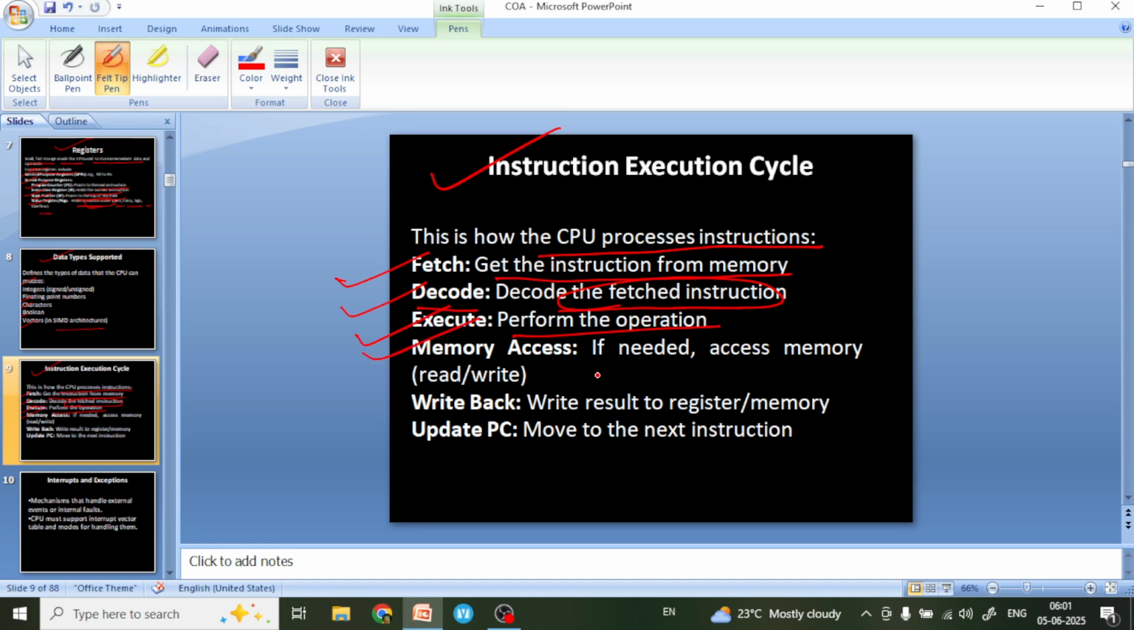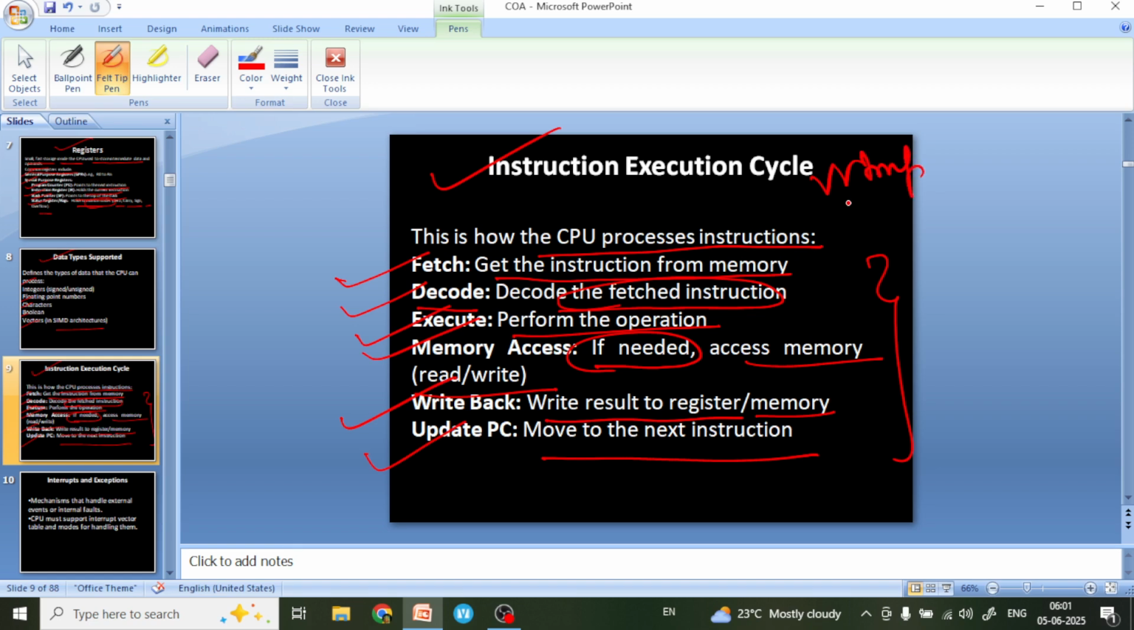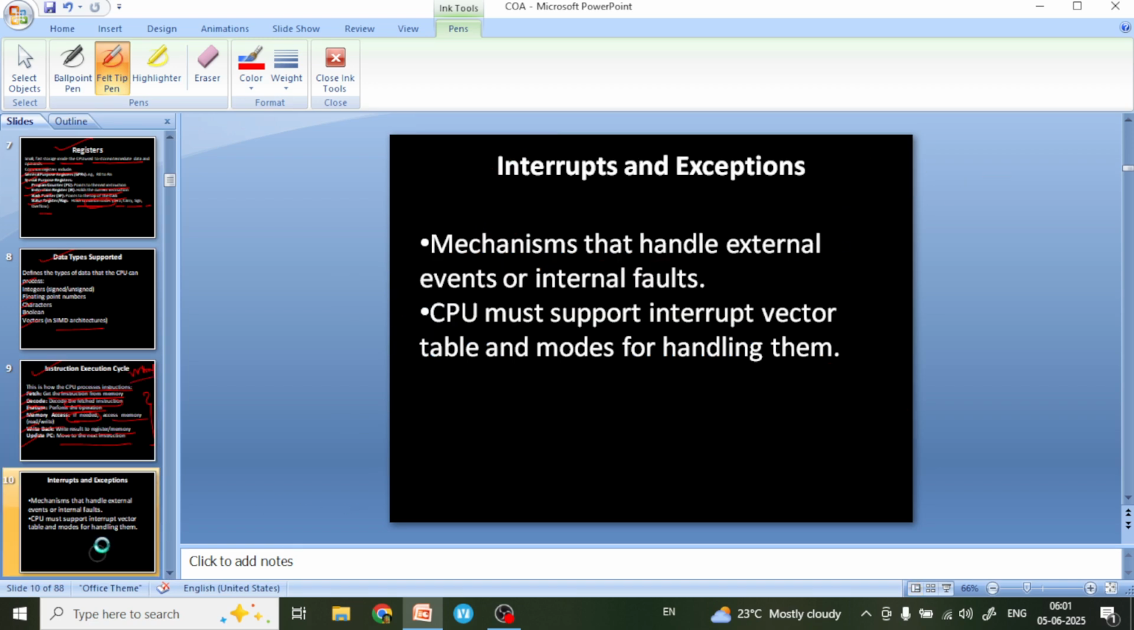And after that, memory access. If needed, access memory to read or write, then we will use these instructions, and after that write results to the register or memory, and then update the PC and move to the next instruction. These are the main basic instruction execution cycles, and this question is very important from the exam point of view, so you should learn it properly.